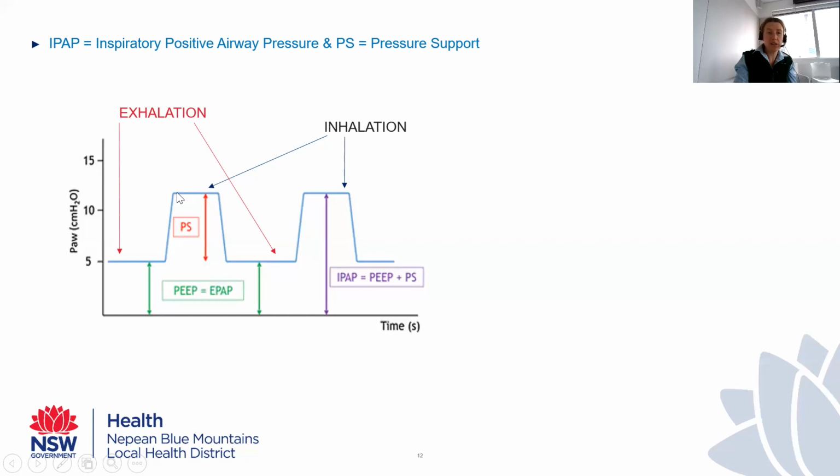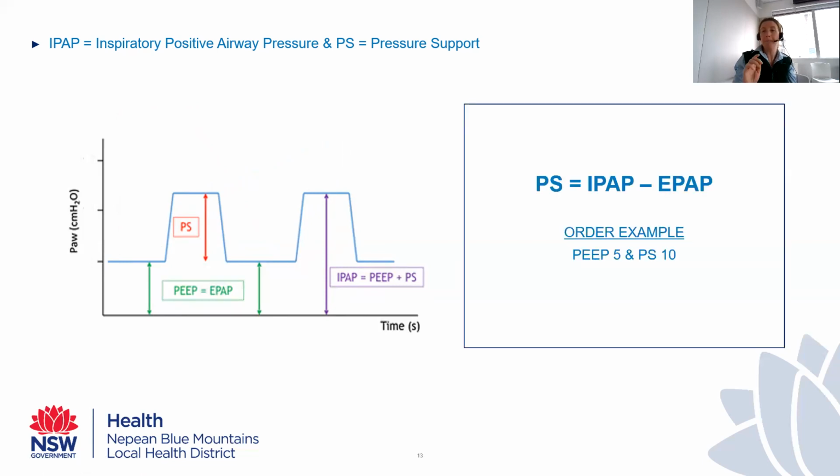So in this case, let's just randomly, if we were to draw a line across that, it looks like the IPAP has been set at about 12. So in this case, I'm going to say we've got an EPAP of 5, we've got an IPAP. Now the IPAP is the whole pressure from 0 to whatever it's been set at. So that's 12. The pressure support is the difference between the two pressures. So it's your IPAP minus your EPAP.